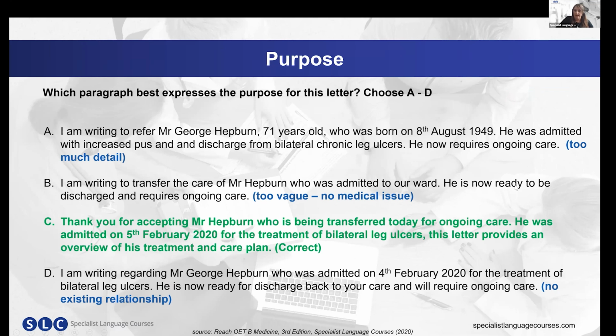Looking at A, A has some of this information, but it also has too much detail. So his age and his date of birth would be more appropriate in the RE line above the first paragraph. We have perhaps too many details about the main medical issue. B is too vague. We don't have the main medical issue. So if you're reading this letter, then you won't know why he was admitted. And D, this particular student has stated that there is a relationship already between the patient and the reader when that is not the case. So this is not accurate. So make sure your purpose paragraph contains all the necessary information.